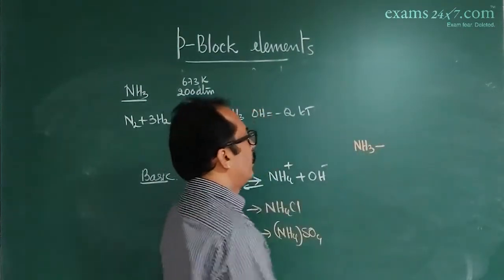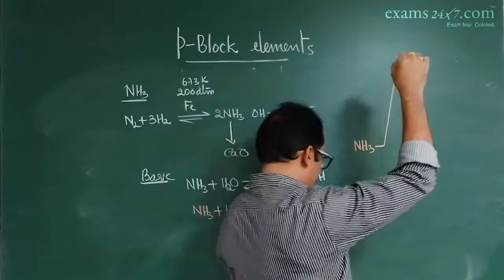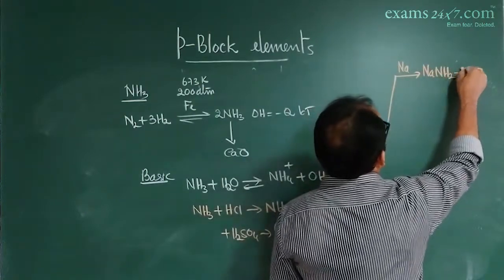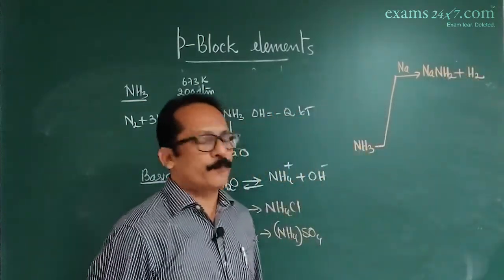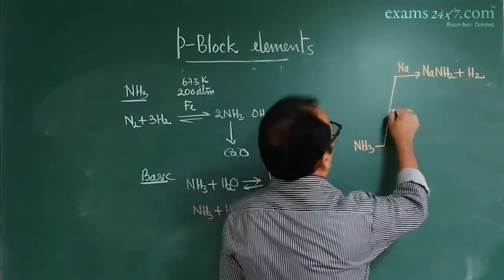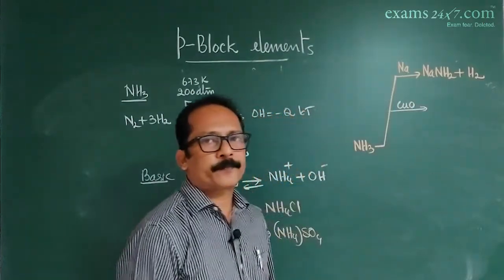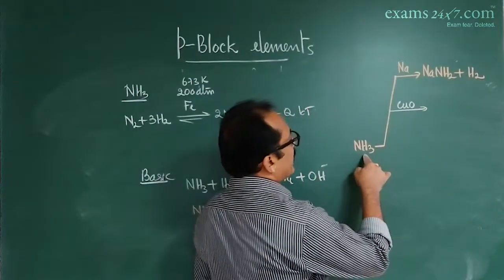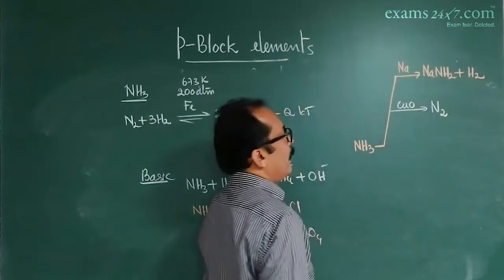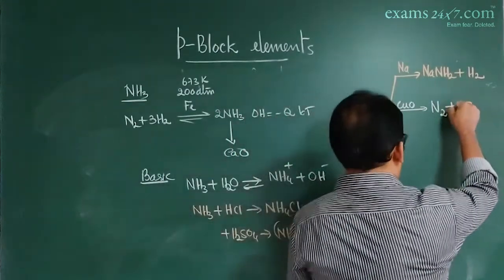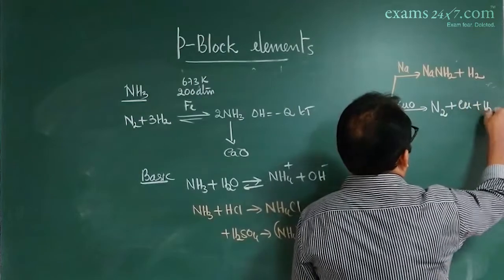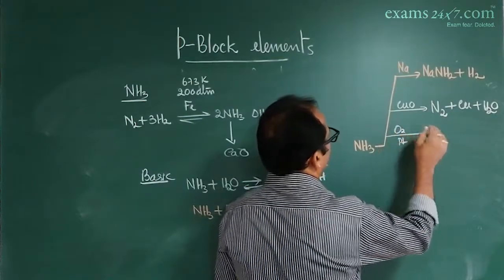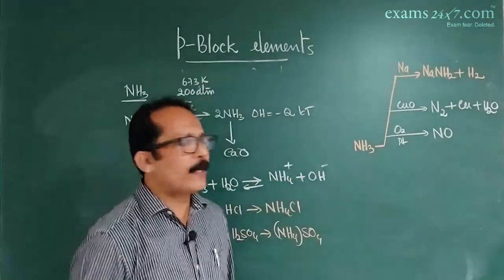Now, when ammonia reacts with sodium, that forms sodamide, NaNH2, liberating hydrogen. Sodamide is formed. Now, reaction with copper oxide. When ammonia reacts with copper oxide, hydrogen is removed. Nitrogen gas is liberated and other compounds are copper and H2O. Now, similarly, reaction with oxygen in presence of platinum gives nitric oxide, NO.